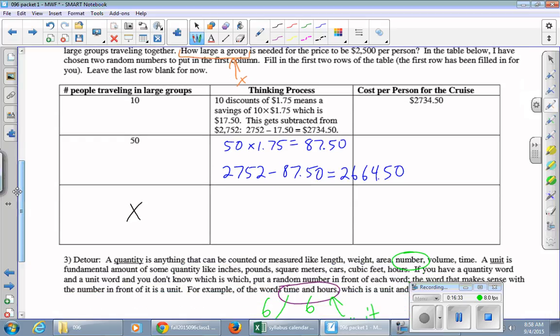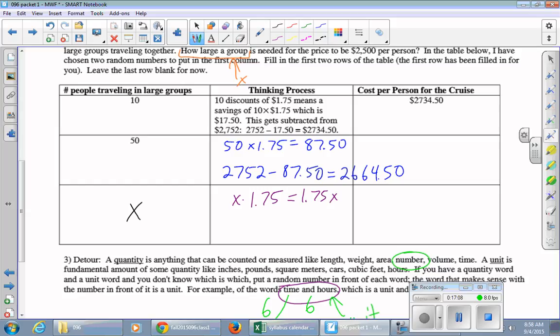Okay, so let's mimic our calculation from up above. The first thing we did was 10 times $1.75. Then it became 50 times $1.75. What is it now? X times $1.75. Yeah. It's the number of people times $1.75, that discount per person. I'll write that as 1.75x. So that's like the 8750, that's the discount.